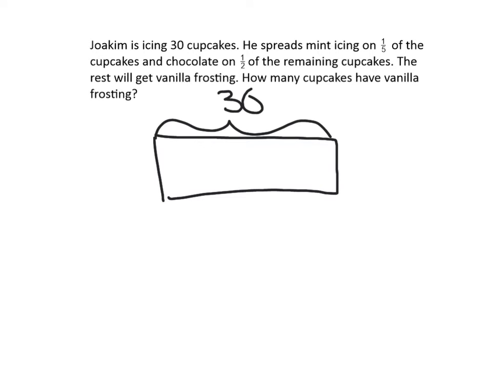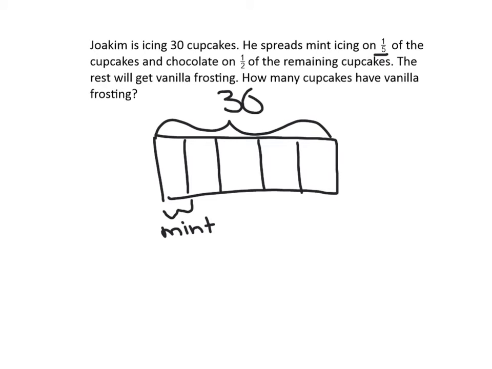Okay. We then know that he spreads mint icing on 1/5 of the cupcakes. What should we split our tape diagram into? If you just said fifths, you are correct. We're going to split it into fifths. And he spreads mint icing on 1/5. So this is what is mint, 1/5.